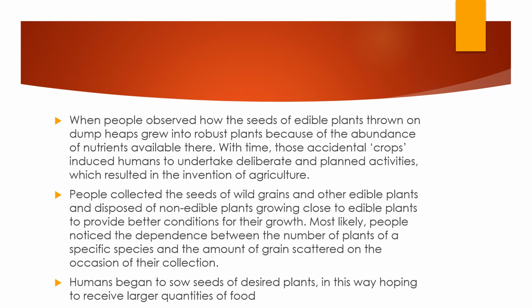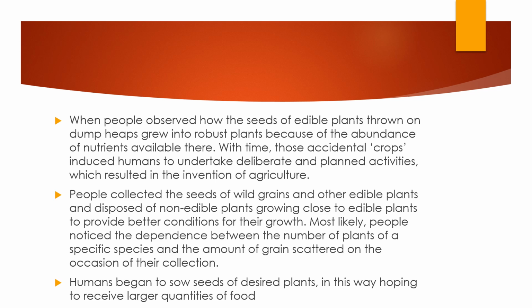People also collected the seeds of wild grains and other edible plants and disposed of non-edible plants growing close to edible plants to provide better conditions for their growth. Most likely, people noticed the dependence between the number of plants of a specific species and the amount of grain scattered on the occasion of their collection. Humans began to sow seeds of desired plants, in this way hoping to receive larger quantities of that food.